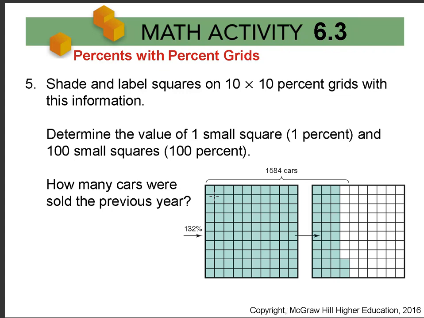I hope you have fun with Math Activity 6.3. 10 by 10 grids make a lot of sense to use with percent problems. If you're careful and you label each piece, it should all be fun and make sense for you.